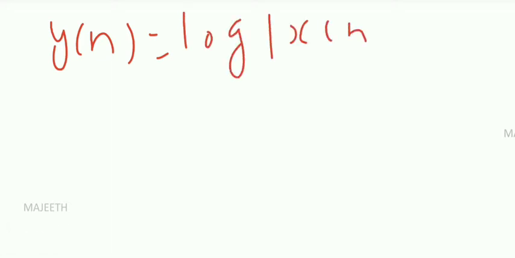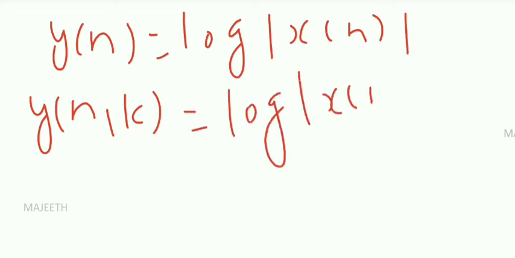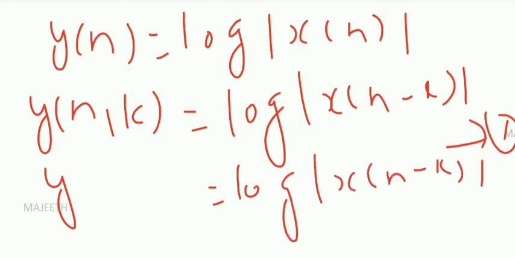So y of n is equal to log of x of n. First we shift the output, so y of n comma k, that means the input will be shifted as x of n minus k. That is one option. Then we shift the input, so log of x of n minus k. Every n is replaced by n minus k, so y of n minus k, this is 2.